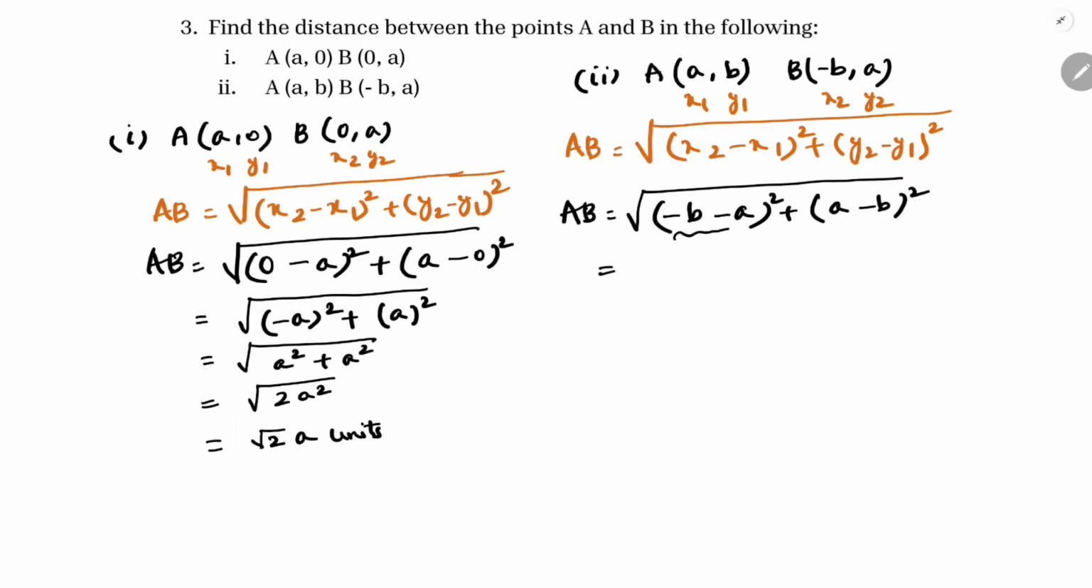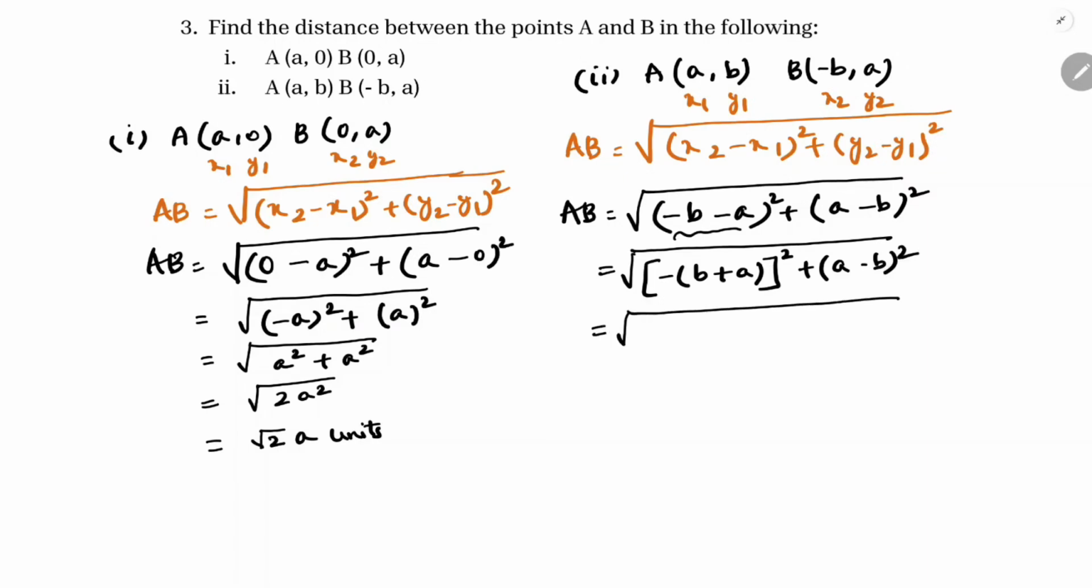See, when both are minus and it is whole square, it will be (a plus b) whole square, but I'll explain here. If I take minus common, minus of (b plus a) whole square plus (a minus b) whole square. So here minus whole square will become plus, so (b plus a) whole square. (B plus a) whole square is a square plus b square plus 2ab, and here (a minus b) whole square is a square plus b square minus 2ab.